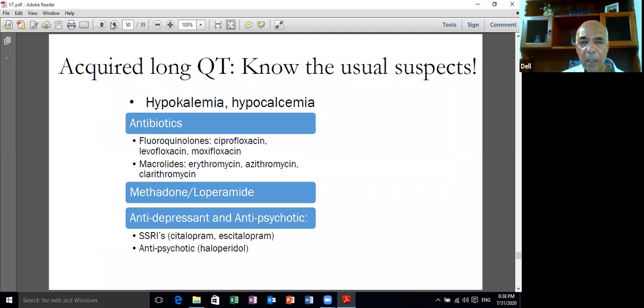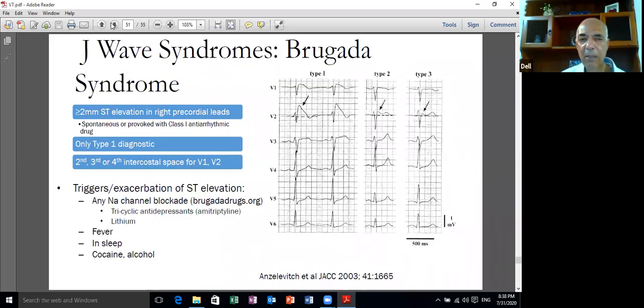Now, acquired long QT syndrome: it is important to know the drugs which can produce that. It includes hypokalemia and hypocalcemia, fluoroquinolones, macrolide antibiotics, methadone, which is used for opioid addiction, loperamide, which is an antidiarrheal compound, and several antidepressants and antipsychotics. These are important, and as we said, these are bradycardia dependent in contrast to the tachycardia dependent congenital long QT, so the treatment is different.